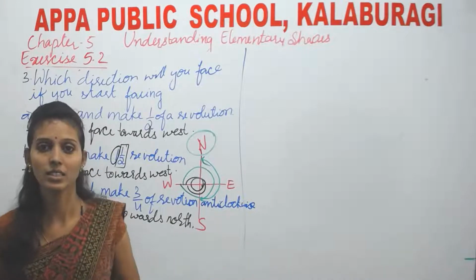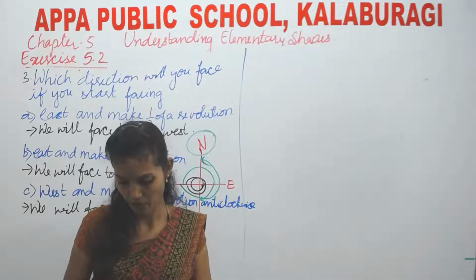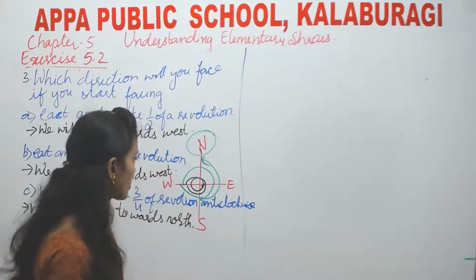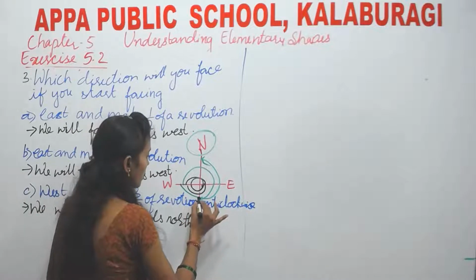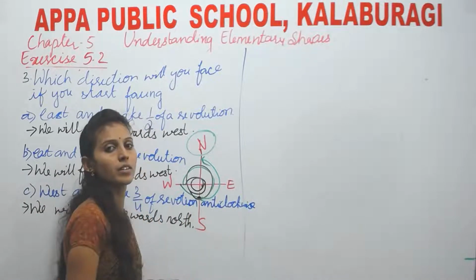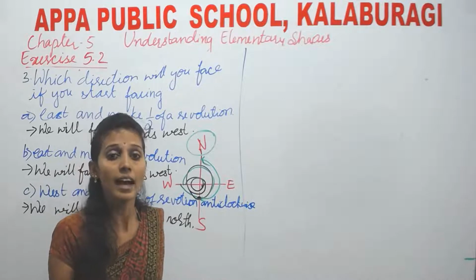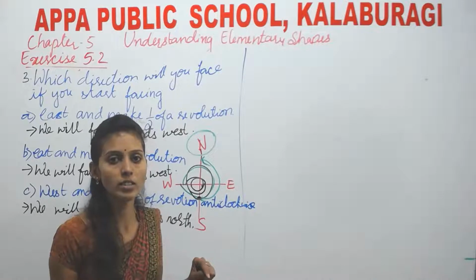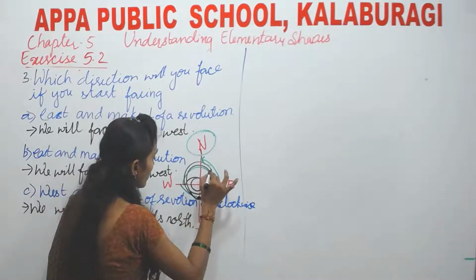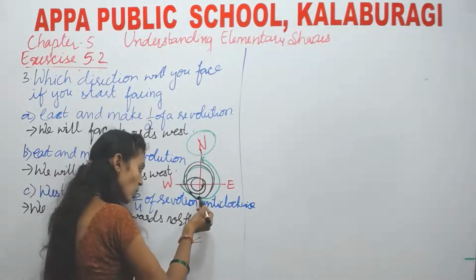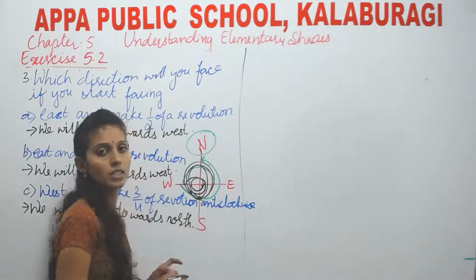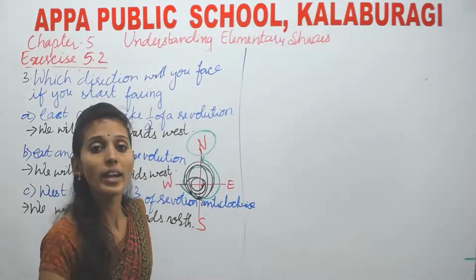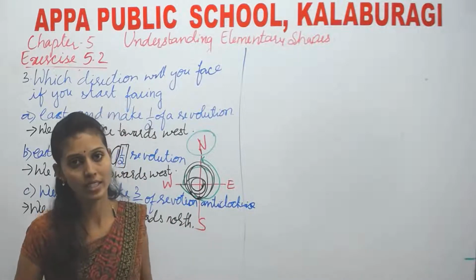Next. Last one. It's your work. You can give an instant answer. South and make 1 full revolution. Where will we face? And to say full revolution, is it necessary to say clockwise or anti-clockwise? See, clockwise also we will reach here only. Anti-clockwise also we will reach here only. So therefore, it is not necessary to say whether it is clockwise or anti-clockwise. Got it?